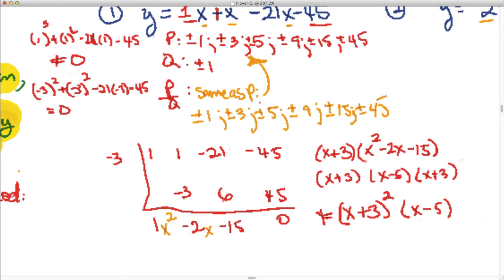If not, if you were asked for the roots, you would need to set each of those individually equal to 0. You don't worry about the squared because you square root both sides. Square root of 0 is 0, and you would get x equals -3 is one root, and x equals 5 for the other root.